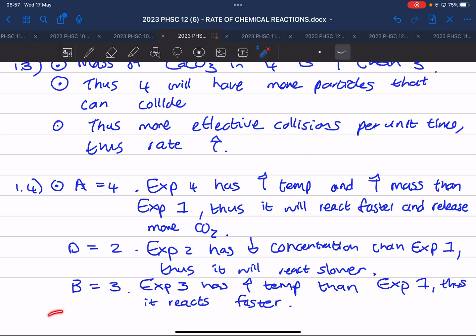So then we say, thus, experiment 1 is represented by C.